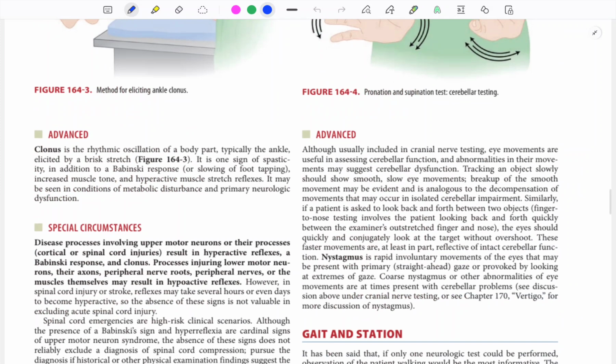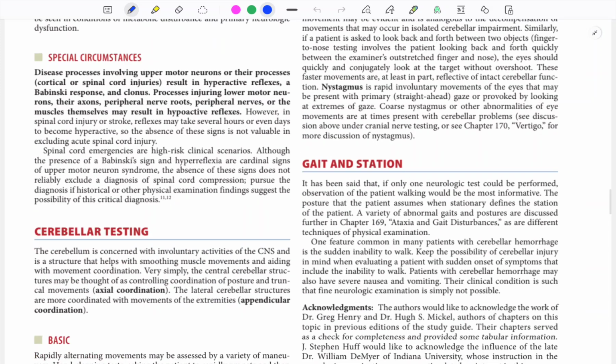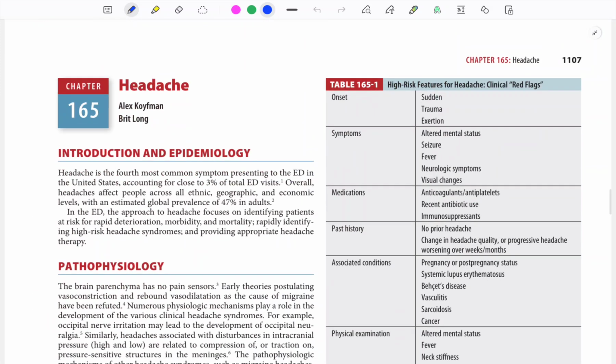Next we will start with neurology. In neurology I will start with headache, because previously I have done it. What is headache? It is the fourth most common symptom presenting to the ED. In fact, for women and young people, headache is the most common cause why they skip school as well as office.